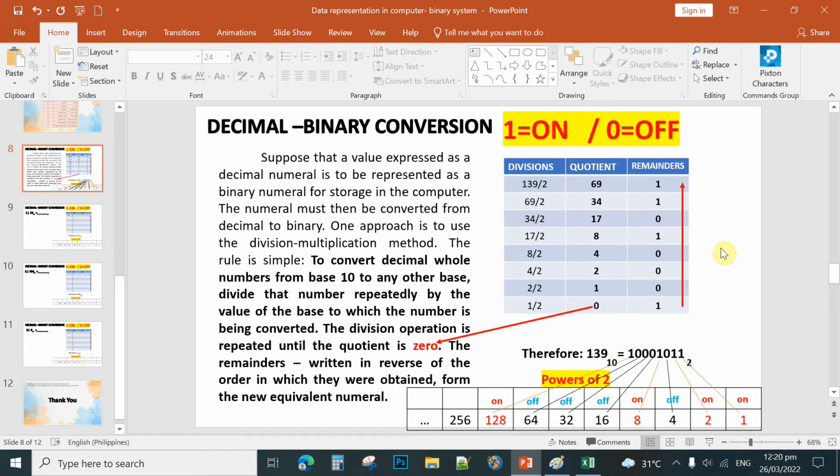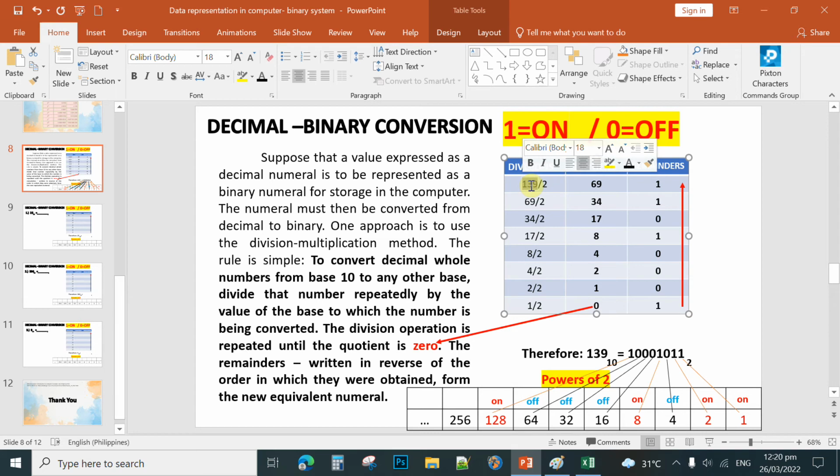Let us have an actual presentation on how a computer works. For instance, you are pressing 139 in the computer. You press 139, so the computer actually converts it into electronic signals. This one, 139. Okay, so this is an example.